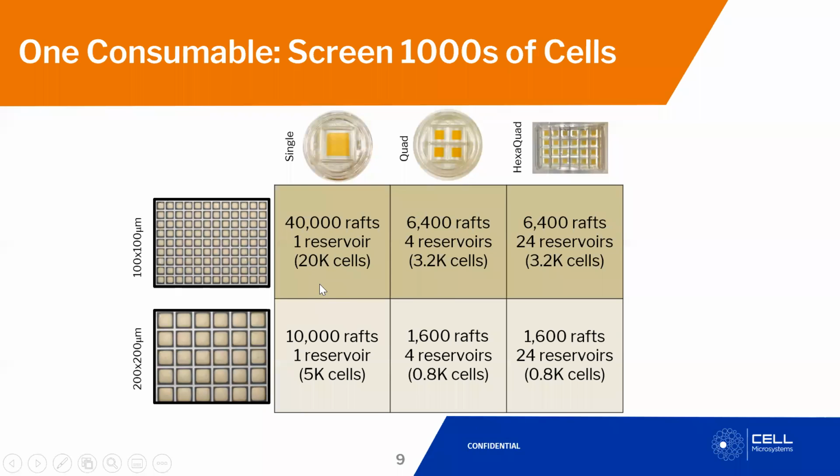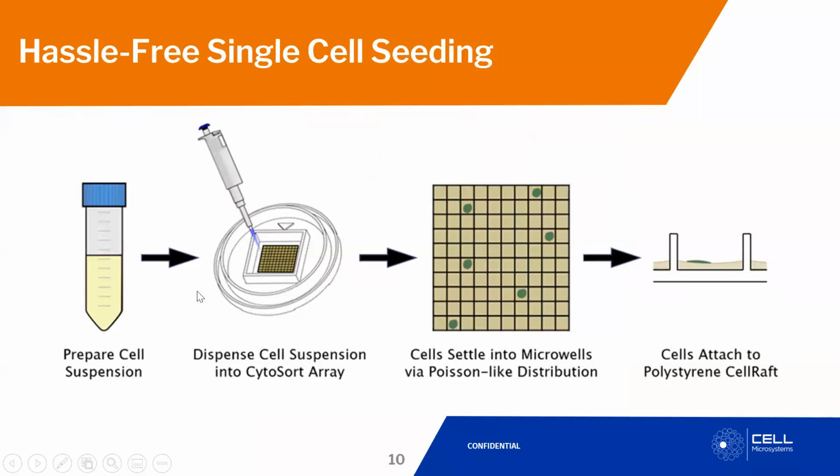Ultimately, we recommend that you seed your arrays with around 30 to 70% of the cells to available positions. It's very cell line dependent, so we recommend that you optimize it, but typically you can screen on the order of thousands to tens of thousands of cells using just one of our consumables. The ease of use really can't be understated for the CytoSort array.